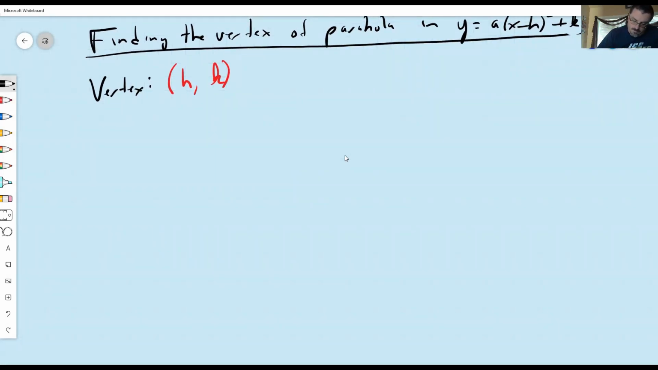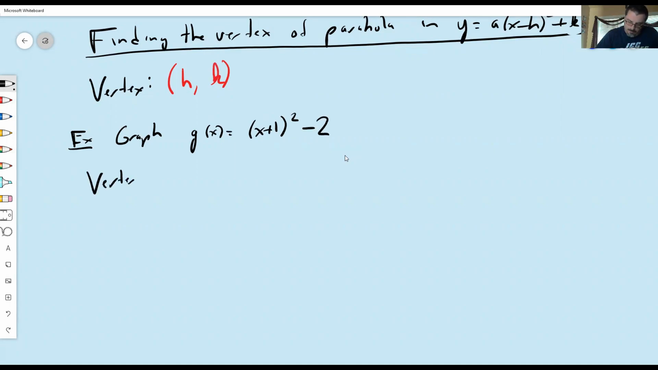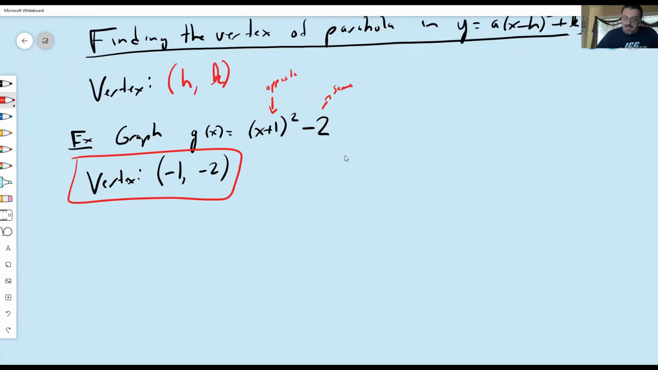All right. Example. Let's graph g of x equals x plus 1 squared minus 2. It's my vertex, right? Take the opposite sign, same sign. So minus 1, minus 2. We got our vertex. Now let's look at A.